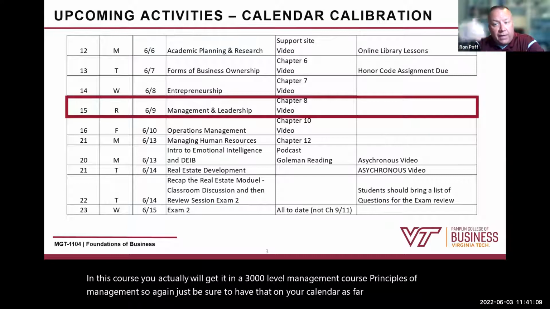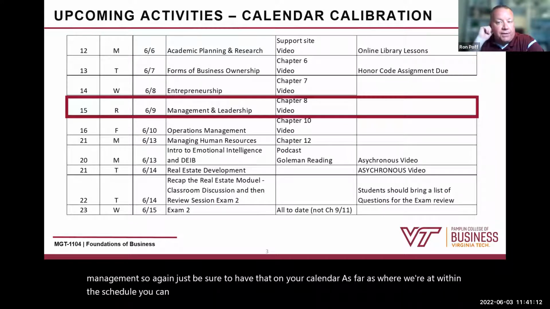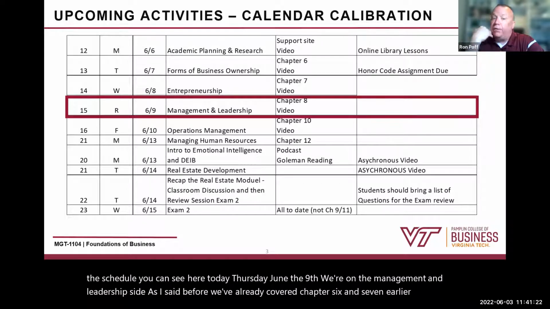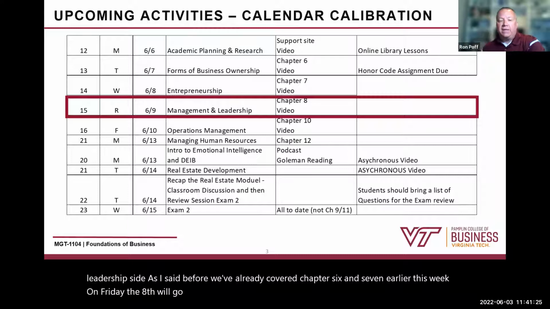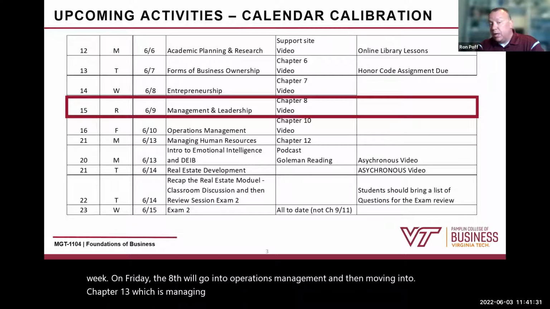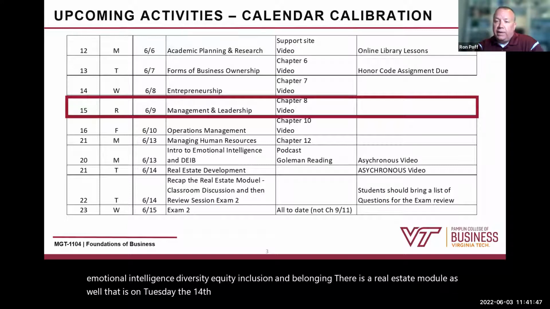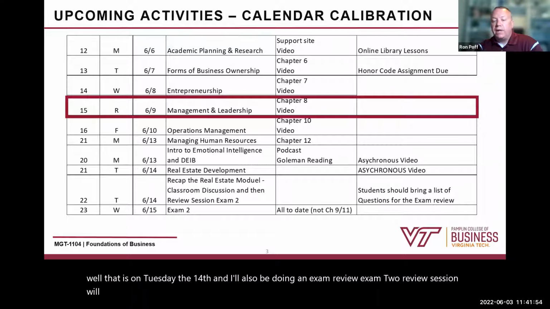As far as where we're at within the schedule, today, Thursday, June the 9th, we're on the management and leadership side. As I said before, we've already covered chapters 6 and 7 earlier this week. On Friday the 8th, we'll go into operations management and then move into chapter 13, which is managing human resources. In addition to the HR, we actually talk about emotional intelligence, diversity, equity, inclusion, and belonging. There is a real estate module as well on Tuesday the 14th, and I'll also be doing an exam 2 review session on Tuesday, June 14th.